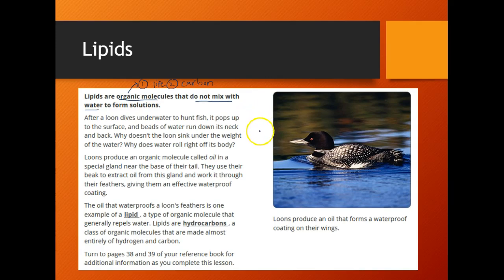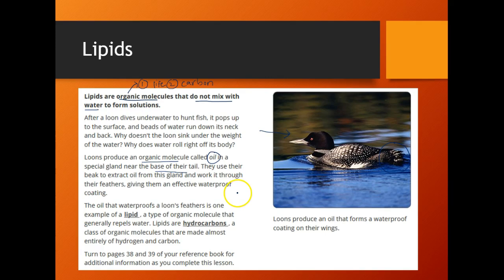Okay, so an example is you see this loon right here. This loon has a special unique ability that it doesn't absorb water, but rather water just runs off of its feathers. So why exactly does that happen? So loons produce an organic molecule called oil, which is a type of lipid, in a special gland near the base of their tail, so in the back.